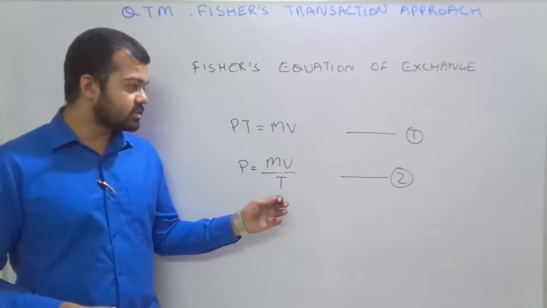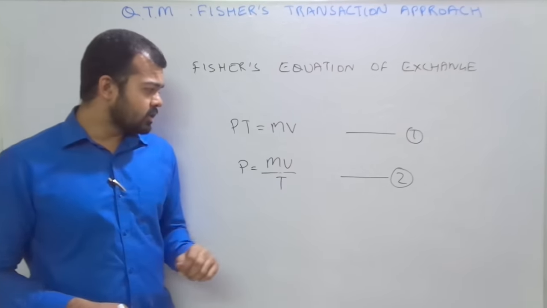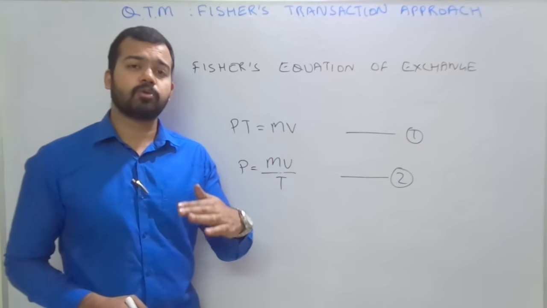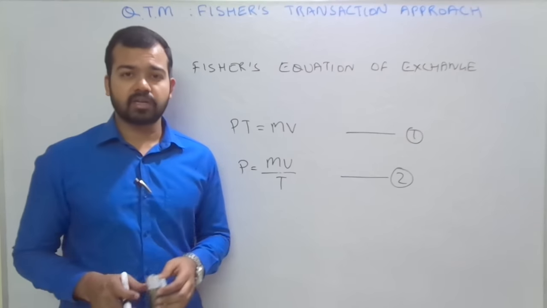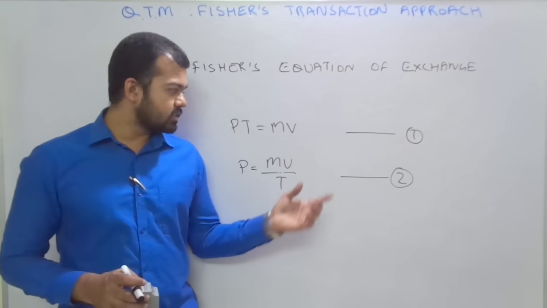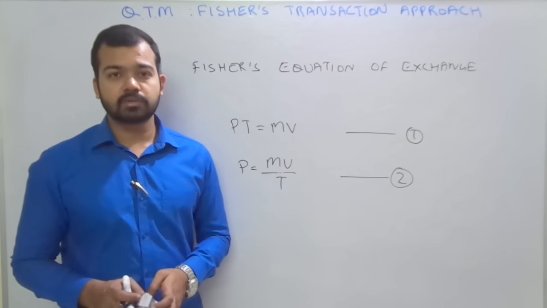For this video, we'll discuss only one or two things. So first one is there is a direct proportional relationship between quantity of money and the level of price. That is the main crux of this theory. You remember this equation? This is very vital for examination purposes.